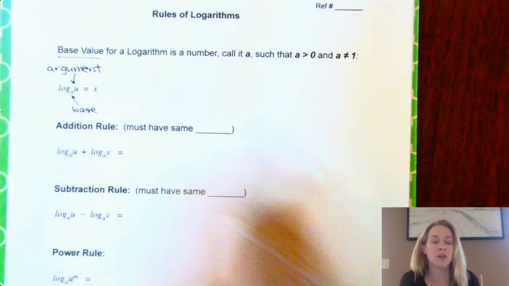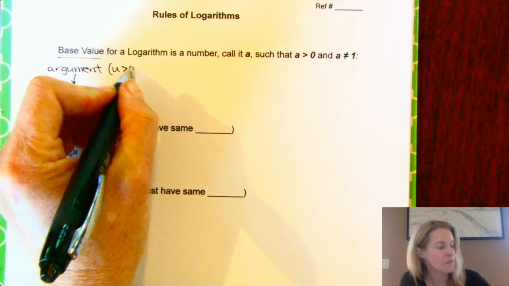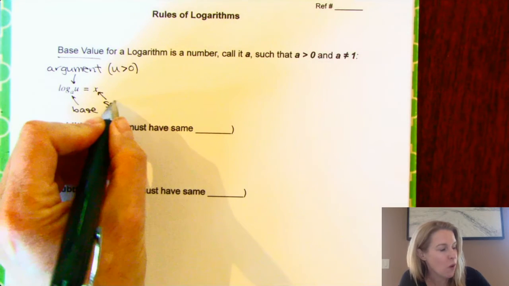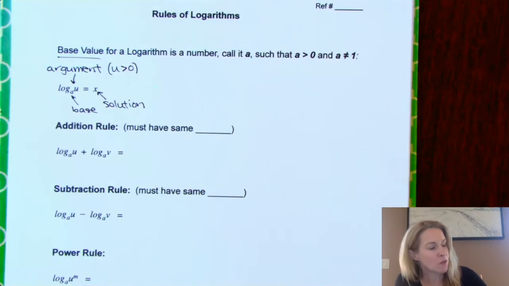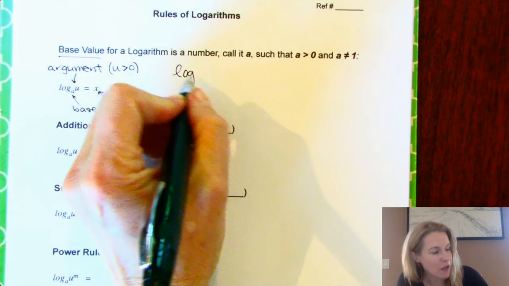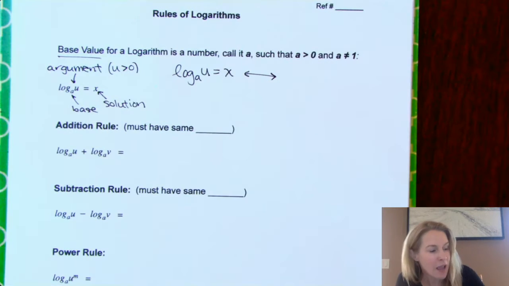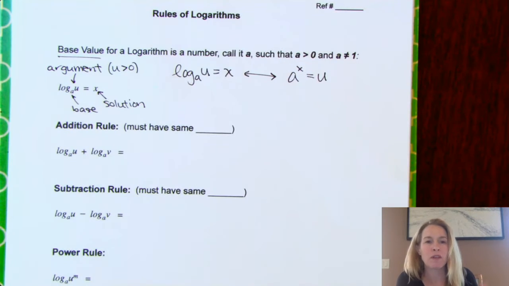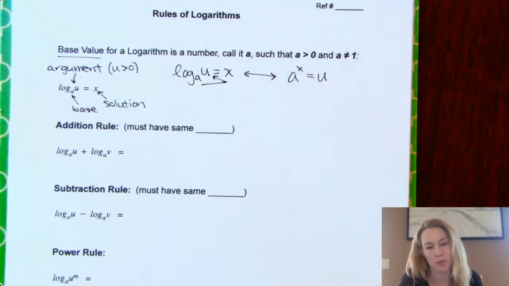The argument of a logarithm has to be greater than 0. And then this x value here, we usually call the solution or the answer. Basically, it's what this logarithm is equal to. So again, if you have log base a of u equal to x, what that translates to is a to the x power equals u. And I like to remember this by drawing in an arrow like this. A to the x power equals u.